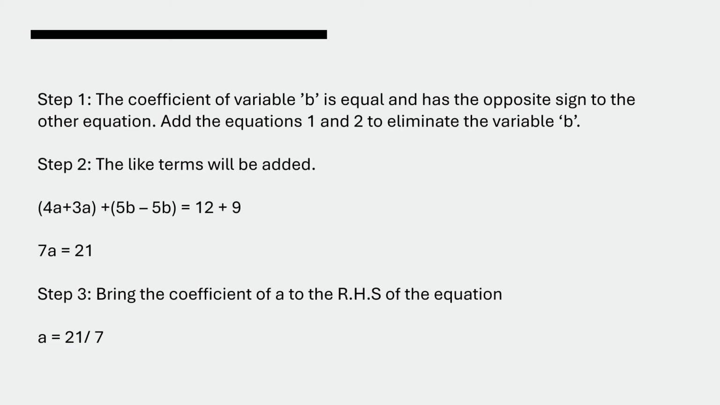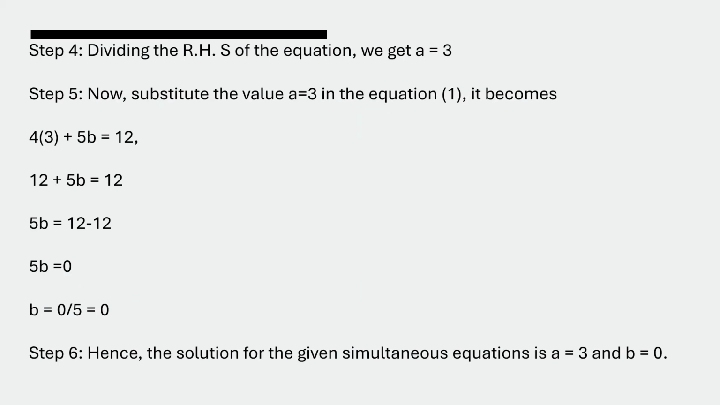From this equation, we will be able to find the value of a, that is by bringing the coefficient of a to the right hand side of the equation. We will be getting a is equal to 21 divided by 7, that is 3. So the value of a is found as 3. Now you can substitute the value 3 in either equation 1 or equation 2, so that we will be getting the value of b.